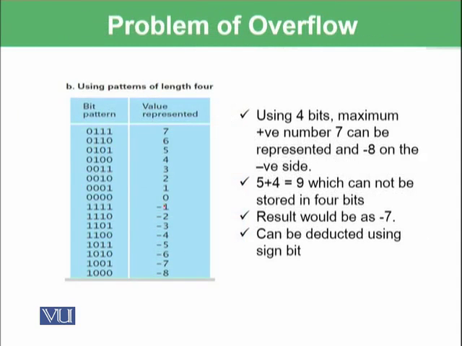And then there is another problem, overflow. For example, using a 4-bit pattern, we know that the largest positive number we can represent is 7 and the smallest negative number is -8. So if we want to add 5 plus 4, that will become 9. But 9 cannot be represented in a 4-bit pattern. That is known as the problem of overflow. I also want to let you know one more thing: the most significant bit, if it is 0, represents positive numbers, and if it is 1, it represents negative numbers.